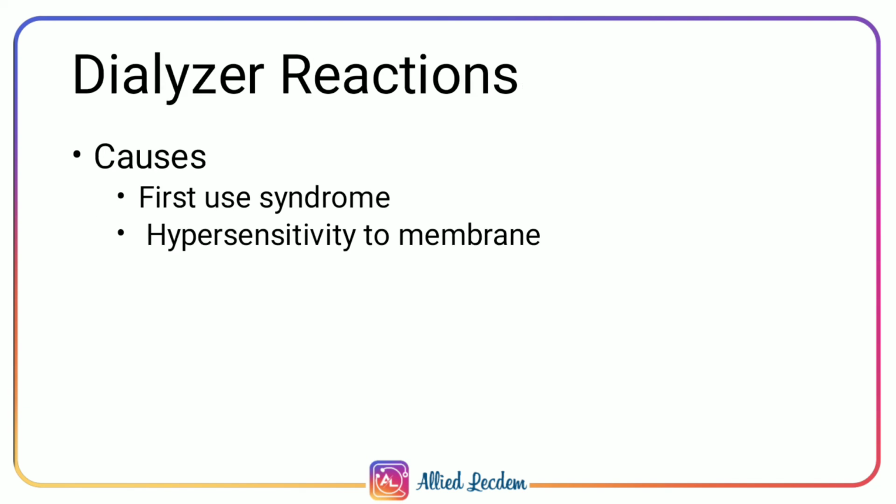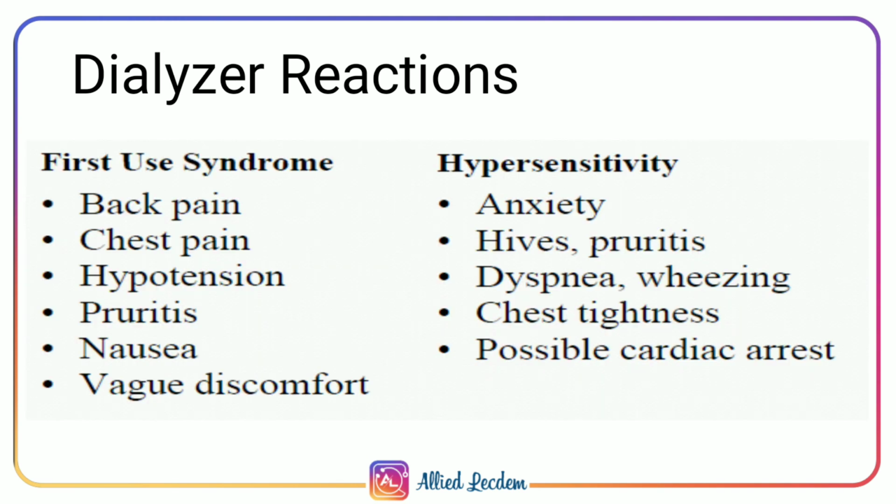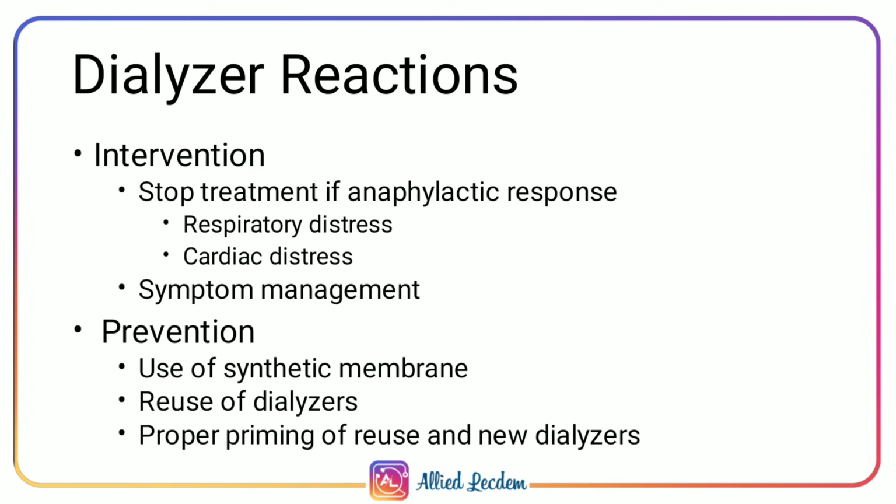Dialyzer reaction. Causes: first use syndrome, hypersensitivity to membrane. Dialyzer reaction first use syndrome signs are back pain, chest pain, hypotension, pruritus, nausea, hypersensitivity, anxiety, dyspnea, chest tightness, possible cardiac arrest. The preventions are use of synthetic membrane, reuse of dialyzer, proper priming of reuse and new dialyzers. And the interventions are stop treatment if anaphylactic response, and symptom management.